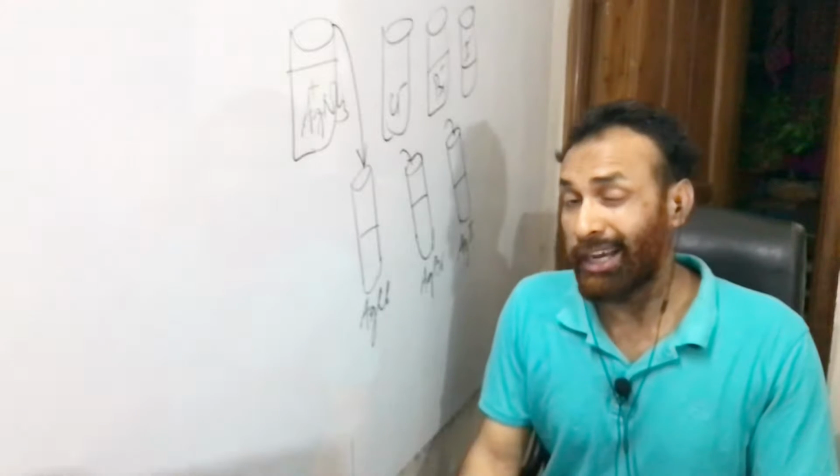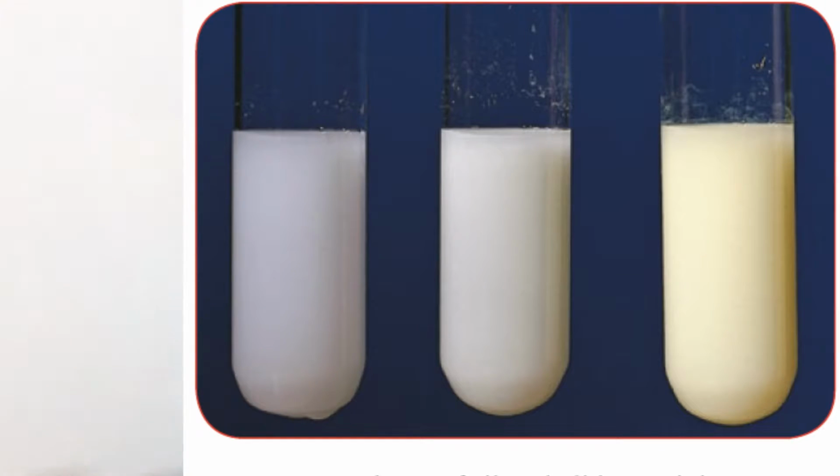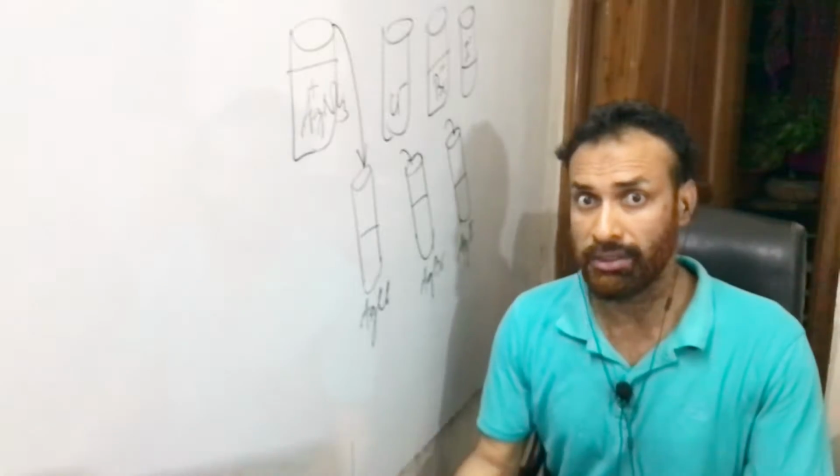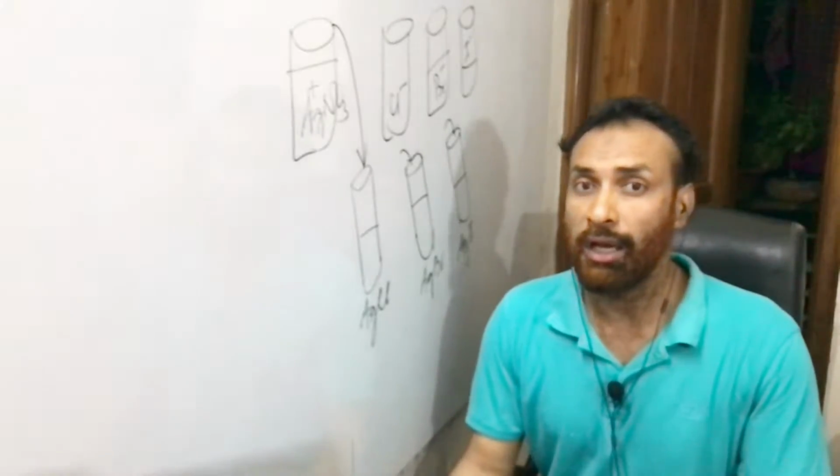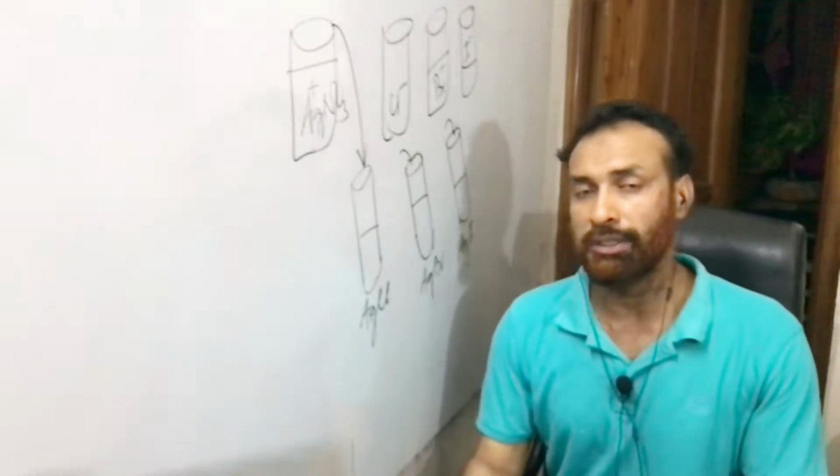All these substances formed are insoluble, so there will be solid precipitates, and they have different colors, so you can identify them easily. The first one is a white precipitate, the second is pale yellow, and the last one is a yellow precipitate. So with the color you can identify which halide is present.